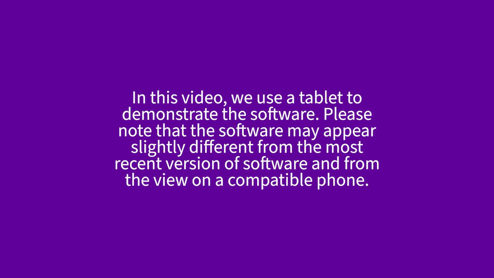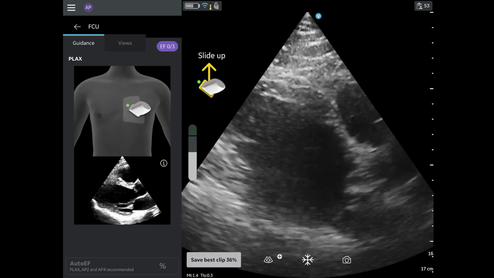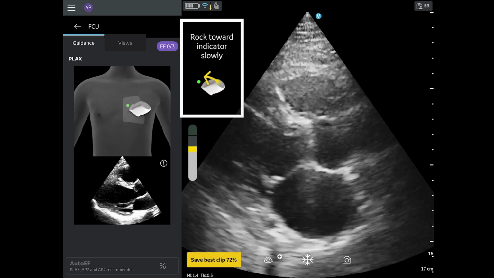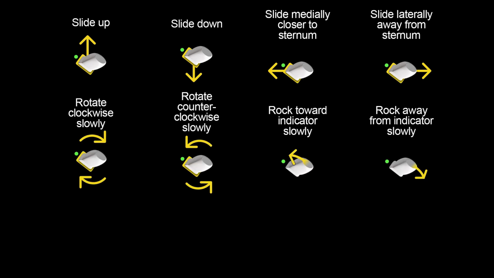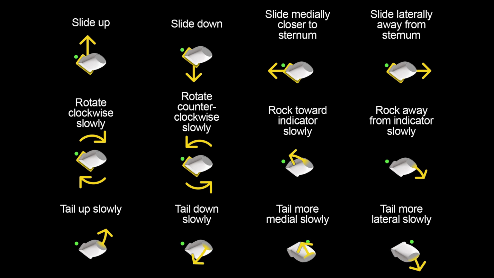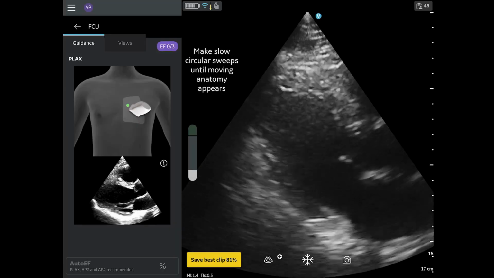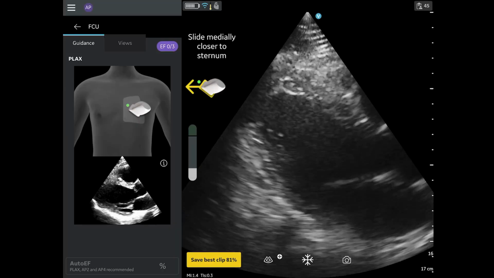In this video, we use a tablet to demonstrate the software. Please note that the software may appear slightly different from the most recent version of software and from the view on a compatible phone. Prescriptive guidance appears in real time, providing turn-by-turn guidance. Understanding how to make these movements is crucial for effective usage of the software. It is important to note that all guidance movements are to be made in relation to the patient. Please note that the prescriptive guidance icons may look slightly different on the most current software, but the concepts are the same. Always make small, slow movements until the guidance goes away or new guidance appears.